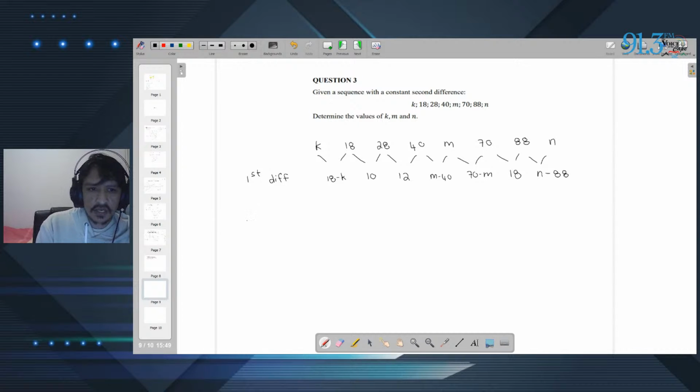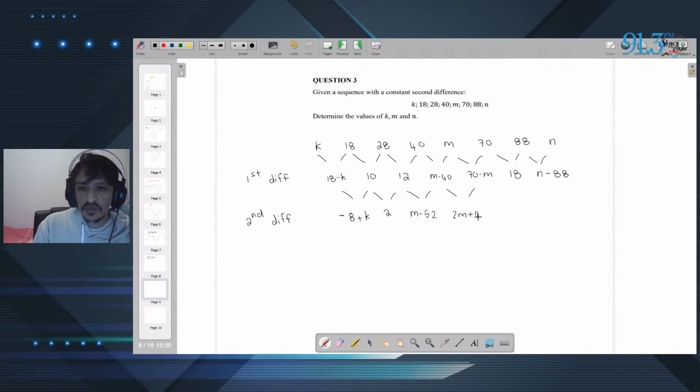Second difference, we'll write that over here. 10 minus (18 minus K), so that's minus 8 plus K. This is 2. M minus 40 minus 12 is going to be M minus 52. 70 minus M minus 40. That's going to end up being plus 40. So we're going to end up with 110. So we should end up with 2M plus 110.